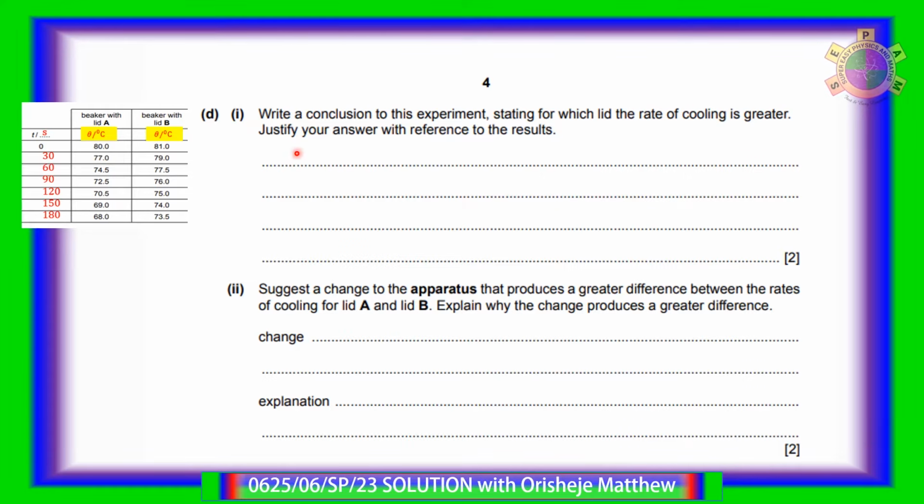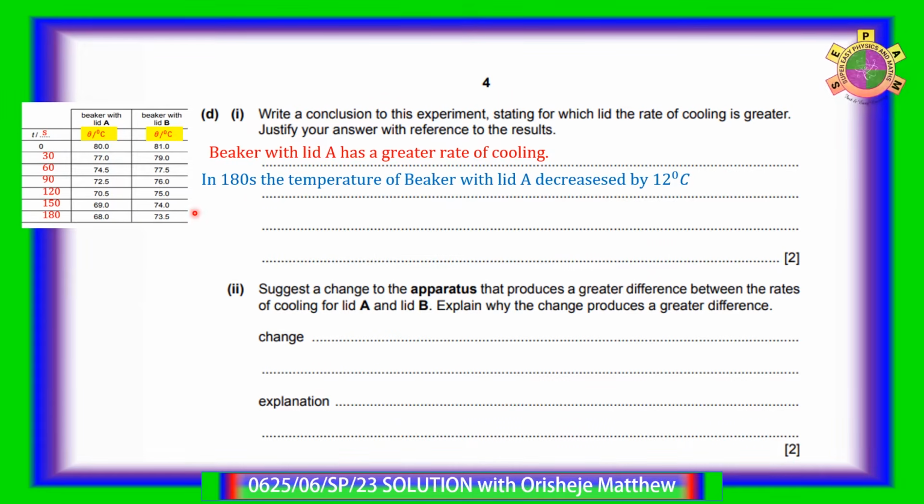So what is the statement? Beaker A has a greater rate of cooling. Reason: justify by making reference to the values given to you. In 180 seconds, the temperature of the beaker with lid A decreased by 12 degrees Celsius.